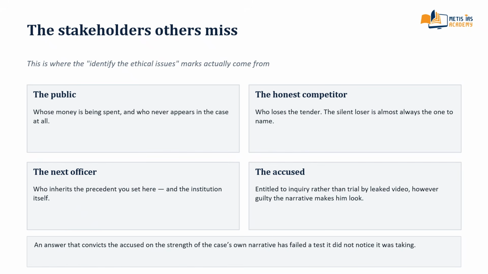And the second one: is there a lawful route to the same human outcome? A different provision, a higher authority who can authorize an emergency channel, an alternative resource. The examiner is watching whether you looked.